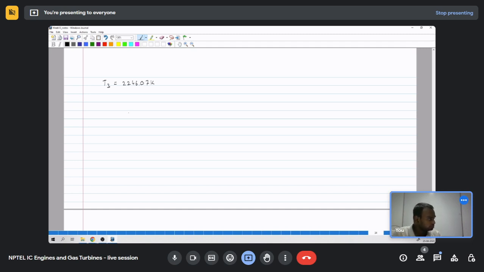So now we know volume 3 is equal to T3 by T2 into volume 2, and that would be 2246.07 divided by 900 times volume 2. So can you calculate this expression?